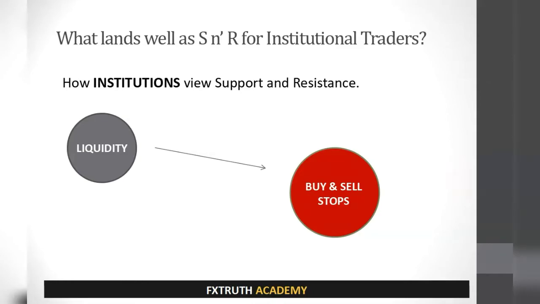The first one is liquidity. When we talk about liquidity, it's simply buy and sell stops areas. In other words, old highs, old lows, series of highs or series of lows. These are areas of liquidity. You understand? Because that's an area of open float.